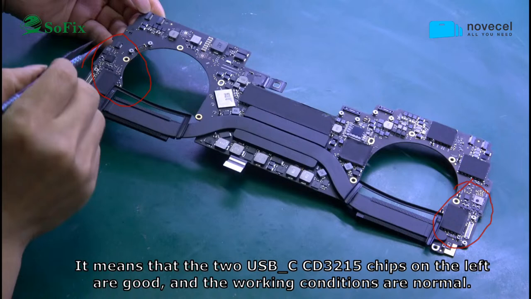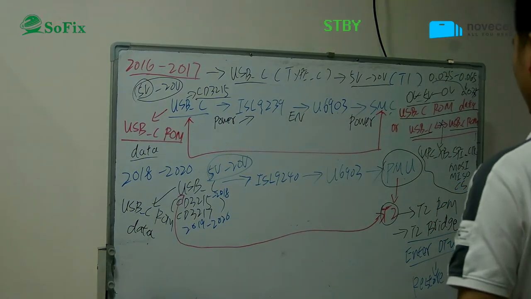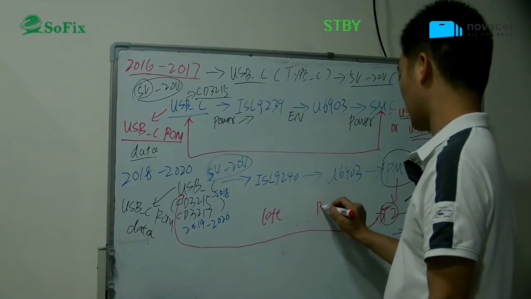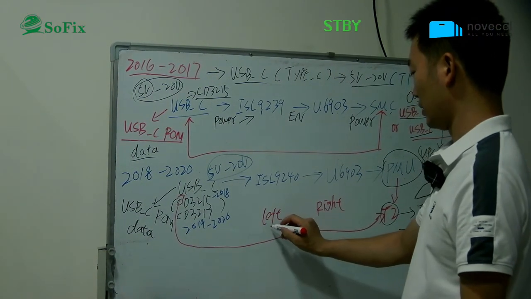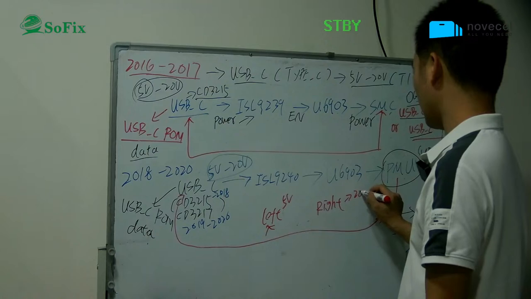Only which one has the problem? Maybe the USB-C ROM. Okay, the USB-C ROM has the problem. Now you can see the right down this one, USB-C. In the video you can see one side, the left side and the right side. Connect this side, T-Cam can still be used. This one is just fine voltage. Then you connect to this side, T-Cam can still be used.